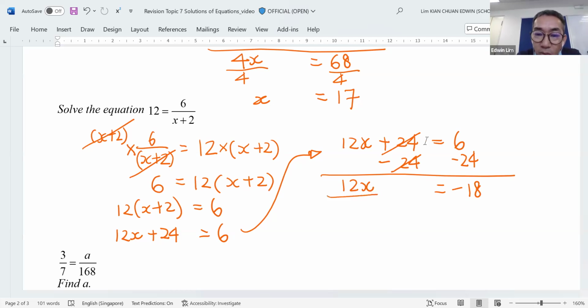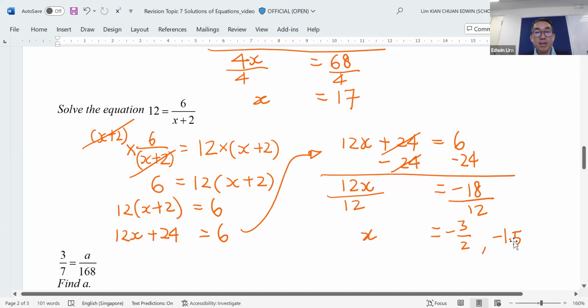So to get x, I'll divide by 12, divide by 12. So x is equal to, make sure that it's in the simplest form by using the calculator, negative 18 over 12. I will get negative 3 over 2 or negative 1.5. Can you catch the idea?